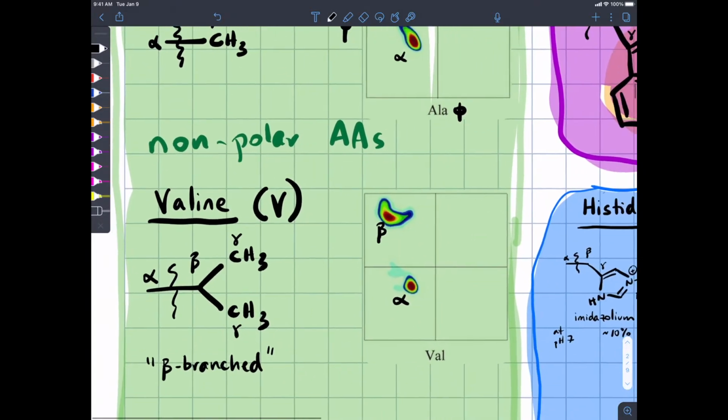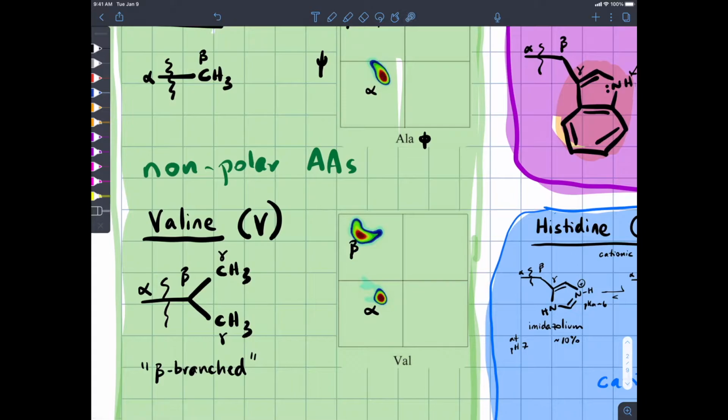Valine is a little bit bigger. Instead, you attach two other methyl groups to the beta carbon.